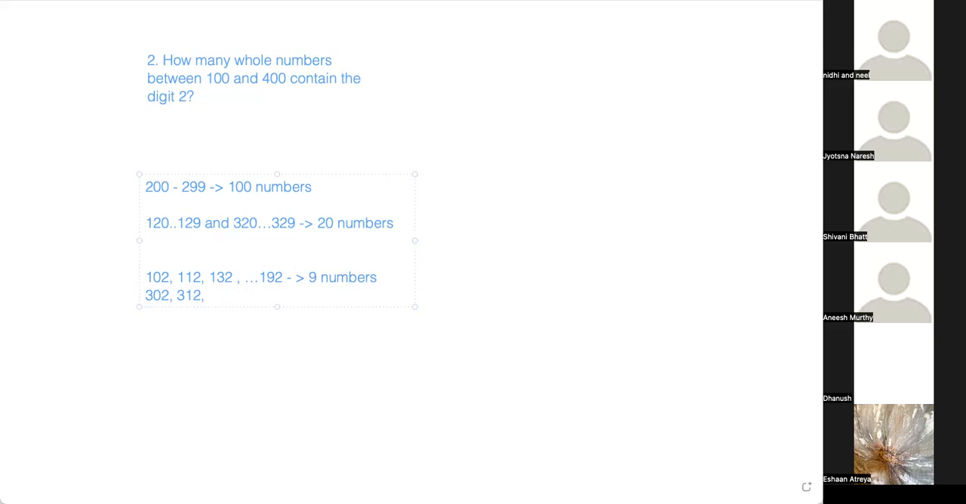322 again has the same problem, so we could skip that. 332, 342, up to 392. So the same thing would be 9 numbers. If we add these up, we get 100 plus 20 plus 9 plus 9 is 138. Okay, good. So this is the main way of doing it.